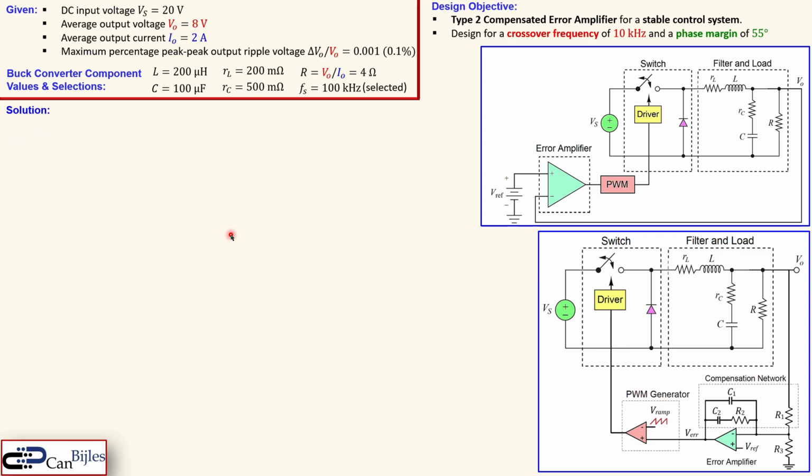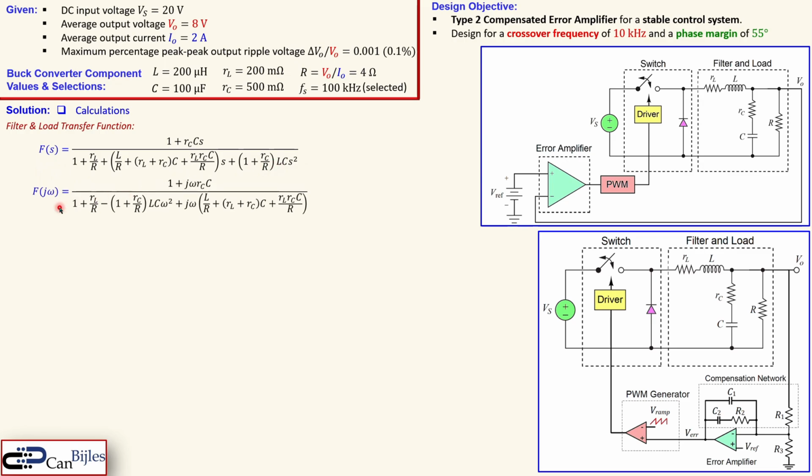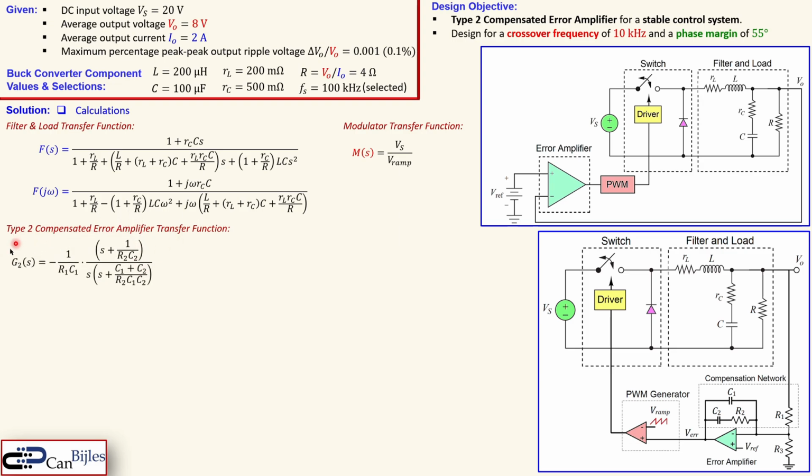Okay, let's see now the solutions for our design in order to calculate the components C1, C2, R2, R1 and R3. First we look at the filter and load transfer function. We have already shown you that. So we go first from the Laplace domain to the j omega domain. Then we also need to look at the modulator transfer function, which is already discussed, which is Vs over the ramp amplitude. Okay. So the type 2 compensated error amplifier transfer function is given by this expression.